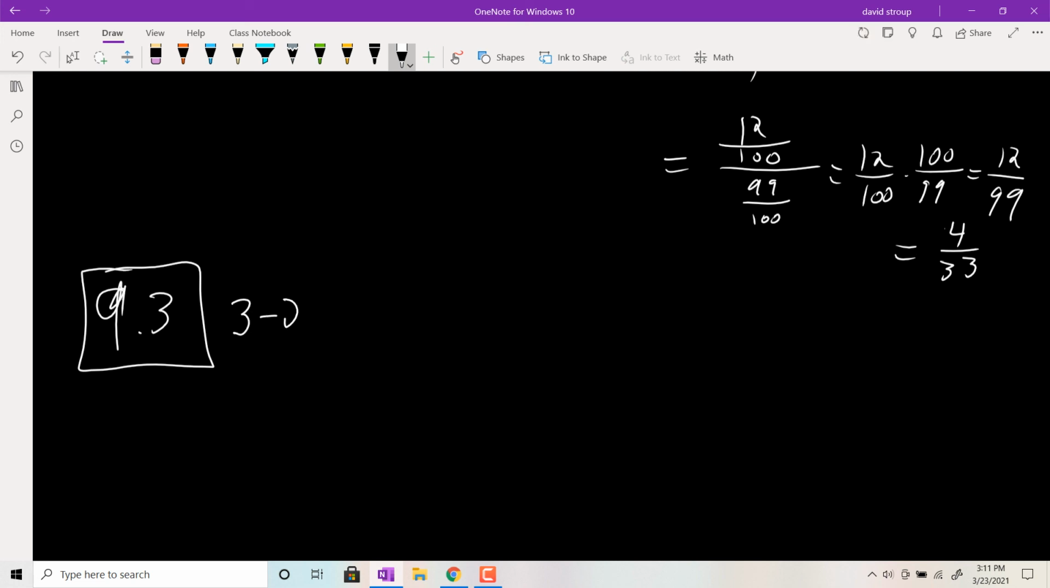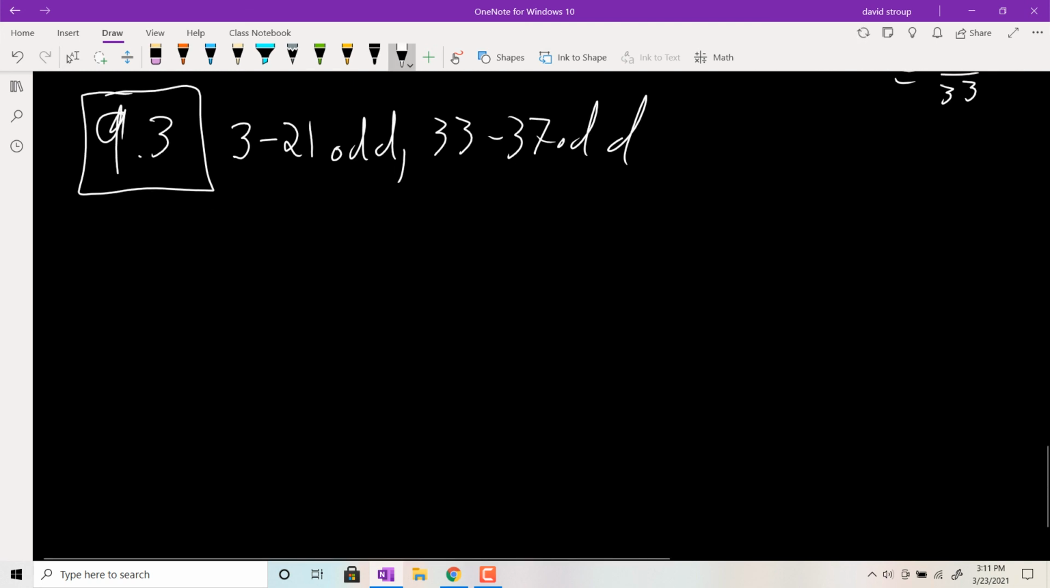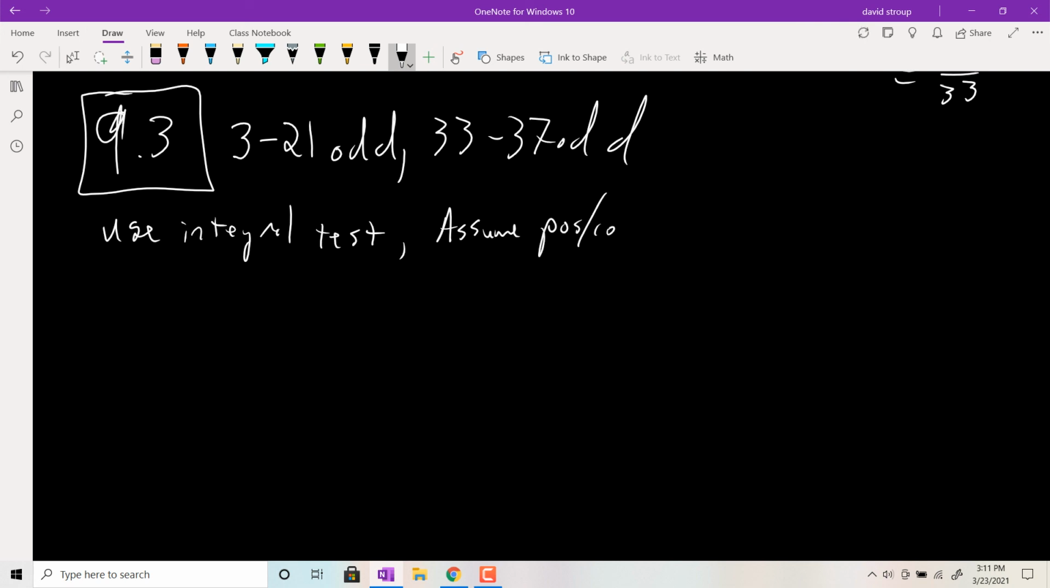So looking at problems like 3 to 21 odd, and then problems like 33 to 37 odd. I wanted to look at this one because usually it gives people trouble. They want you to use the integral test to determine if it's convergent or divergent. On the test, I only need you to show that it's decreasing. Usually for the integral test, you need to show that it's positive and continuous and decreasing. But I'll allow you to assume it's positive and continuous, and then show it's decreasing.